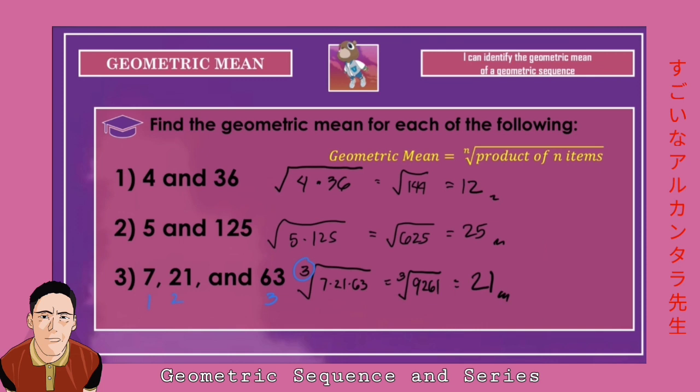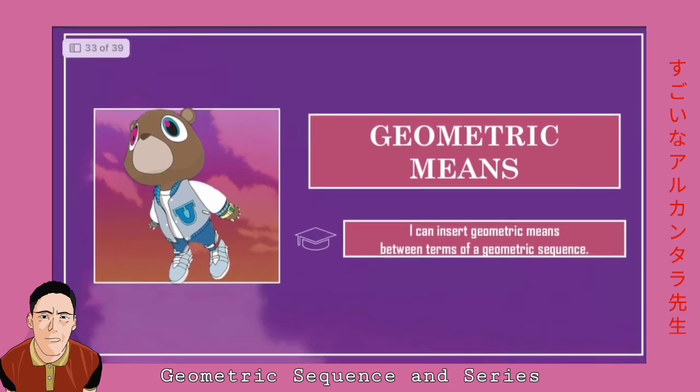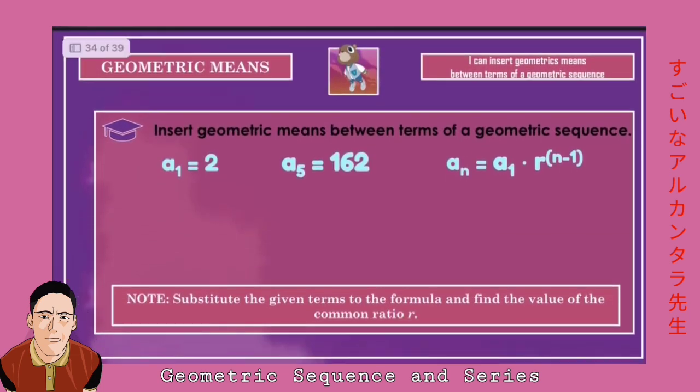Now, let's continue with geometric means. This is the last one before geometric series. The term here is insert, because it's going to be similar to what we've been doing with arithmetic sequence last time. So there's going to be a lot of terms in between, and you don't have to worry. We're simply going to use the formula from earlier.